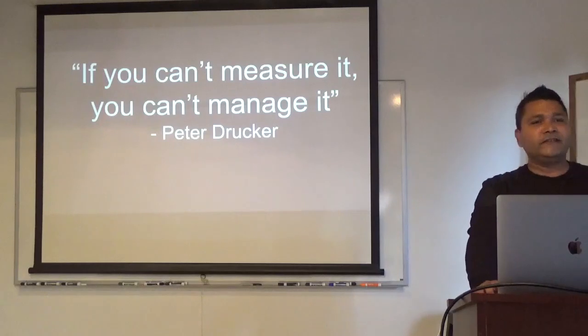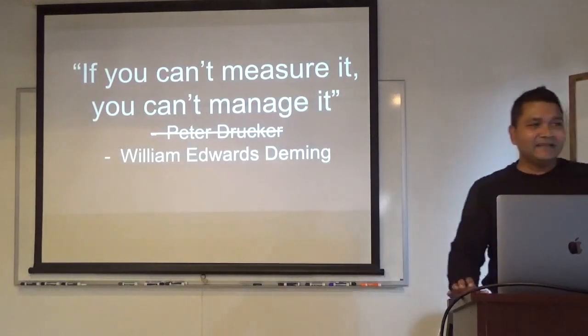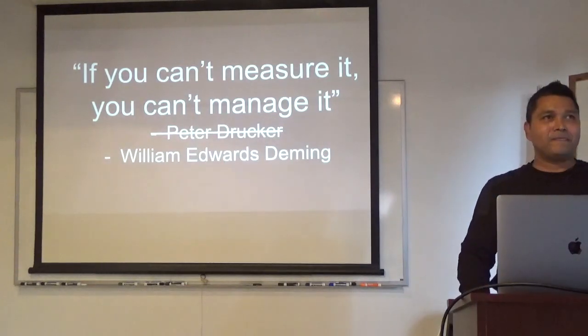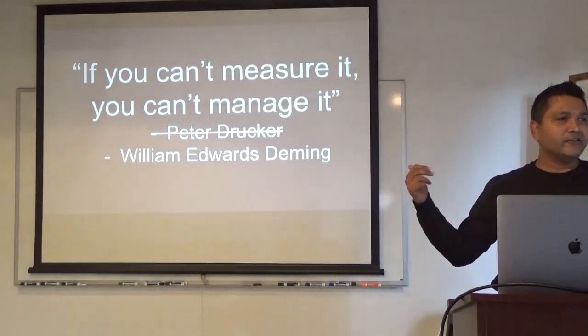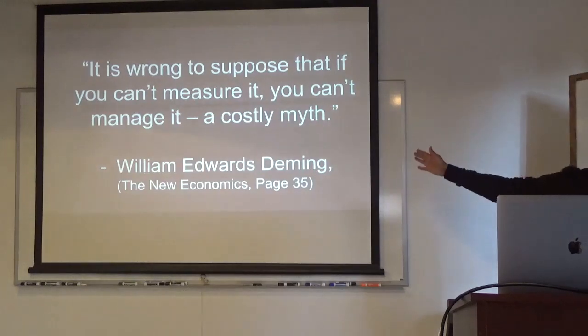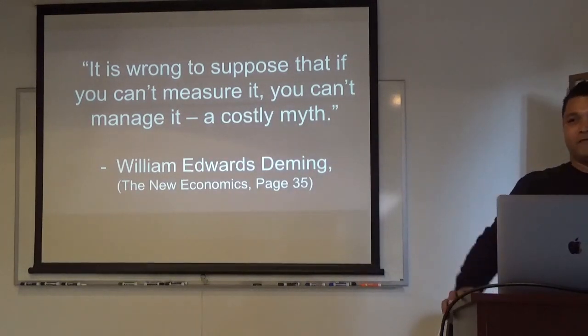Did you know that Drucker actually did not say this? Deming said this: if you can't measure it, you can't manage it. And one more twist in the story, Deming didn't even say this. Deming said this: it is wrong to suppose that if you can't measure it, you can't manage it. It's a costly myth. That's the exact opposite of the quote that everybody says in every meeting. You can't measure everything.